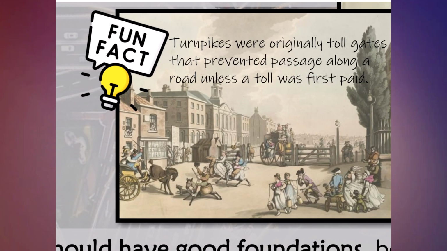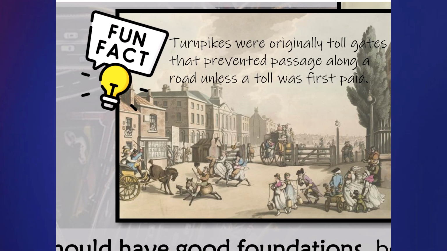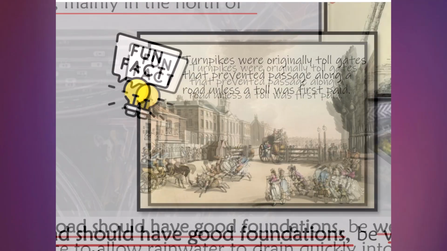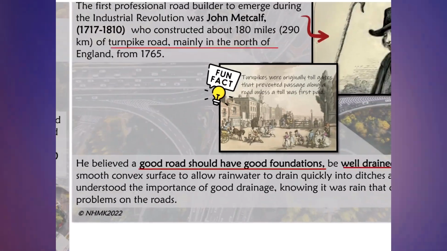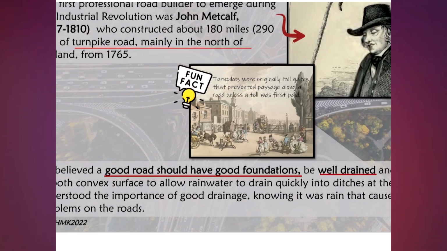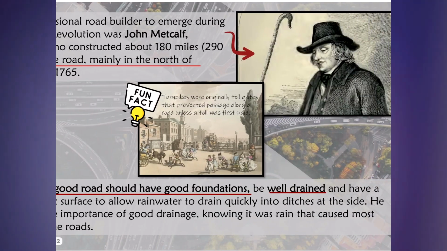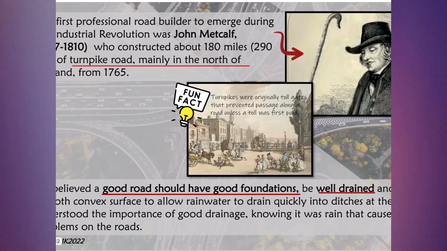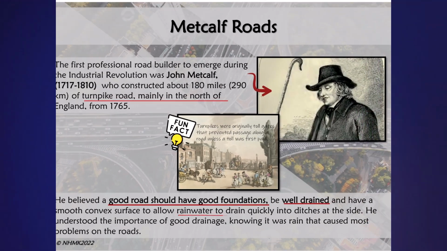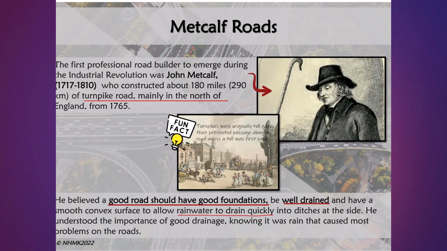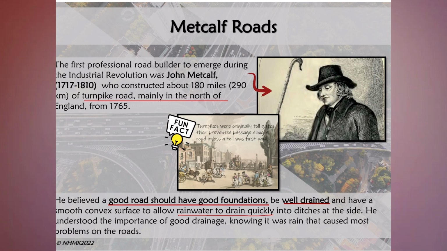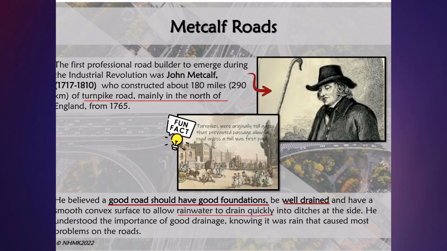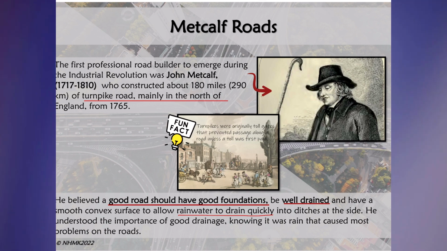Turnpikes were originally toll gates that prevented passage along a road unless a toll was first paid, just like all expressways in Malaysia right now. John Metcalfe believed that a good road should have good foundations. It should be well drained and have a smooth convex surface to allow rainwater to drain quickly. So he already thought of drainage on the roads into ditches at the side. He understood the importance of good drainage, knowing it was rain that caused most problems on the roads.